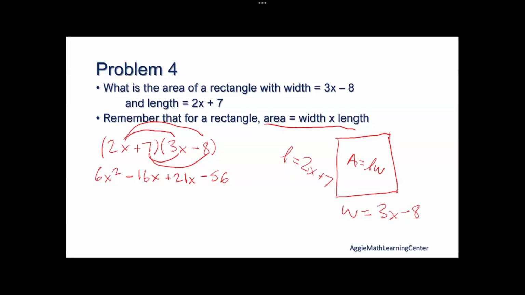All right, and then here, there's one more thing we can do to simplify it. What do you guys see that we could do? Just combine negative 16 and 21. Exactly, yep, combine those two like terms. So we get 6x squared plus 5x minus 56, and that should equal our area. And then let's double check that that's right. Sweet. Okay, any questions on that process? We're good there? Okay, awesome.